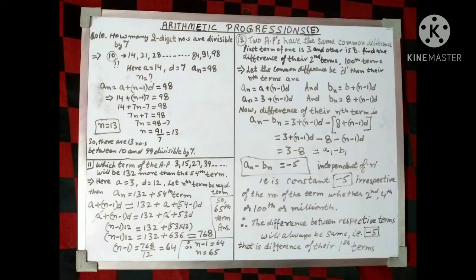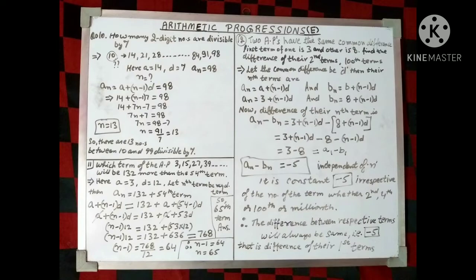Now see the 11th question, a very, very interesting one. Which term of this AP? The AP is 3, 15, 27, 39. The question says, which term of this AP will be 132 more than the 54th term, right? Never get panicky by seeing the question itself. Proceed with a cool mind, you will be able to get the steps automatically, right?